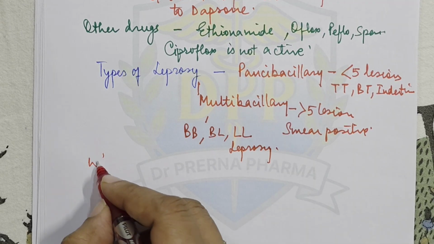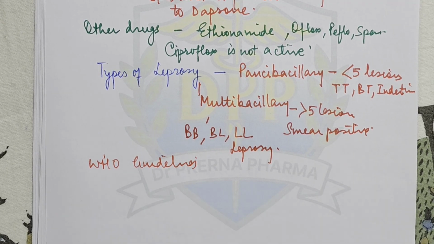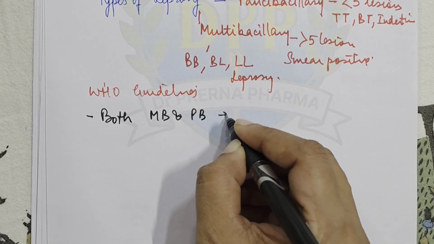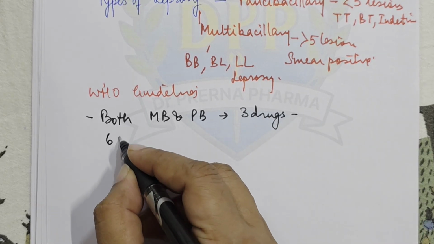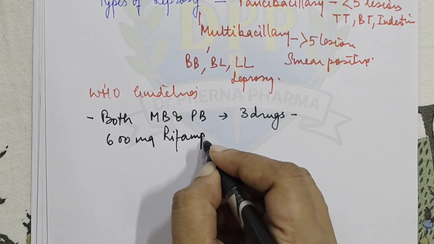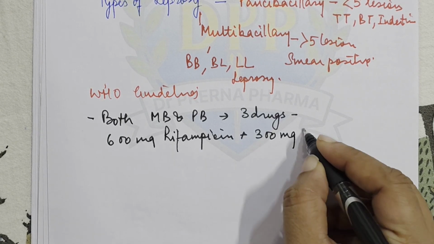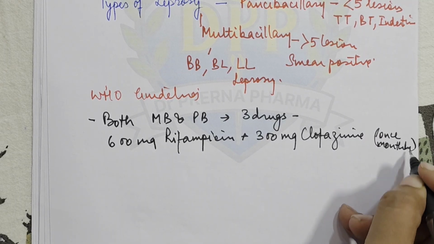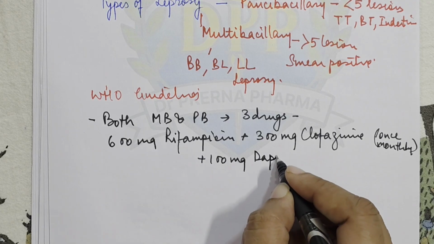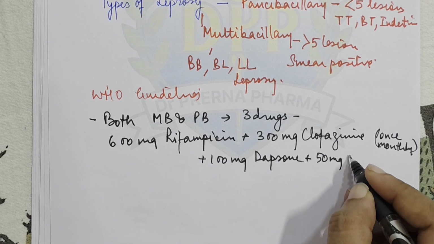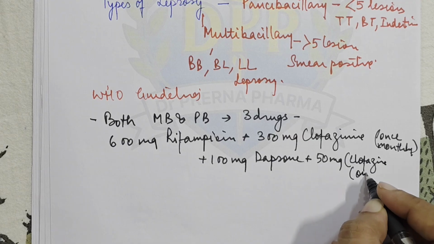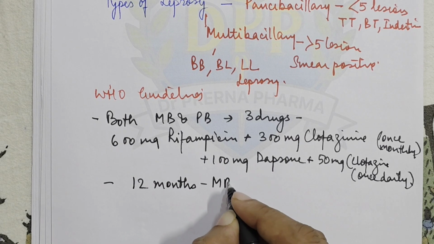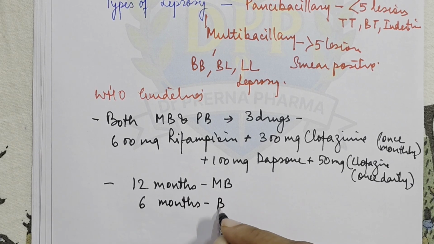Okay. Now, what are the WHO guidelines for the treatment? So, as per the latest guidelines, both multibacillary and paucibacillary to be treated with 3 drugs. Okay, and that is 600 milligram rifampicin plus 300 milligram clofazimine, that is once monthly, plus 100 milligram dapsone plus 50 milligram clofazimine once daily, right? They are given for 12 months in multibacillary and for 6 months in paucibacillary leprosy.